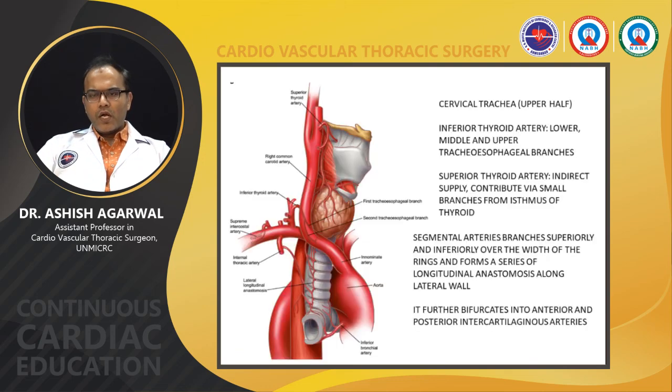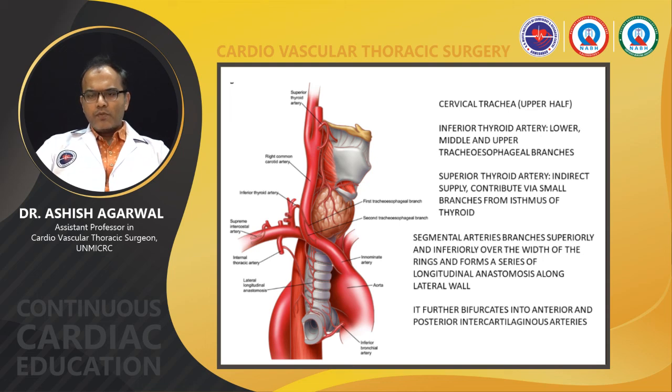The upper half of the trachea, the cervical trachea, gets blood supply from the inferior thyroid artery, through lower, middle and upper tracheoesophageal branches of the inferior thyroid artery, which supply their respective sections. Superior thyroid artery doesn't directly supply the trachea, but indirectly it anastomoses with the inferior thyroid artery or contributes via small branches from the isthmus of the thyroid.